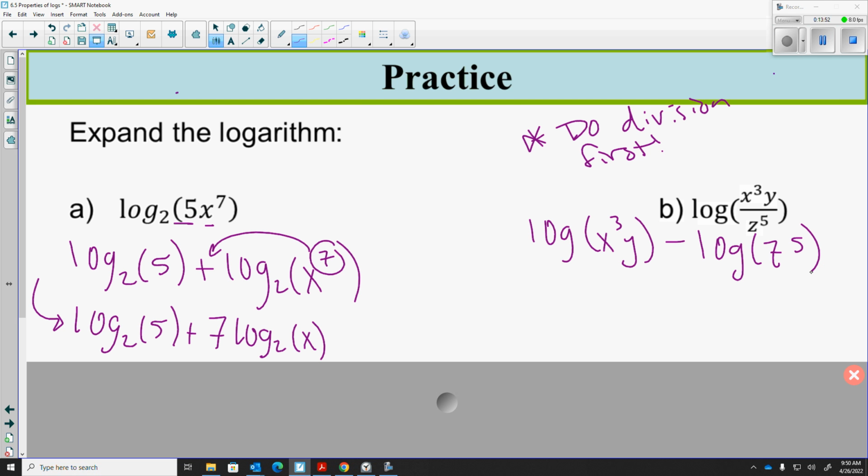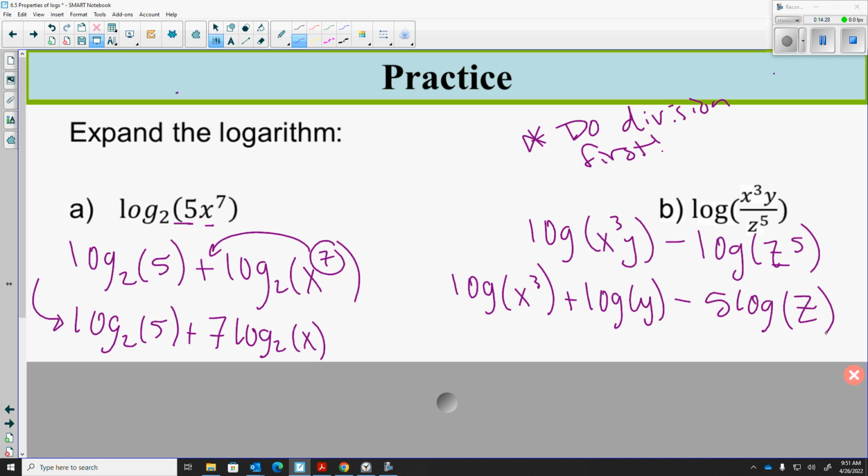I split up the division, but now what's going on in here? There's multiplication, right? And multiplication is addition. So I can still break this up. I can turn this into log of x to the 3rd plus log of y minus, can I do anything to this? Yeah, I can bring the 5 down, right? This is a z. I can bring the 5 down, so it's 5 log z.